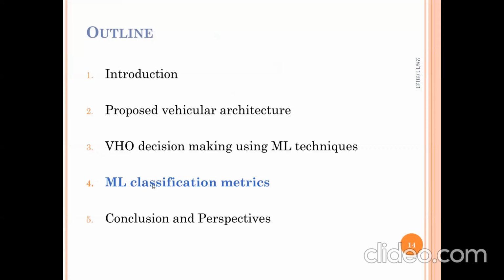Now, starting with the machine learning classification metrics. The first method is the confusion matrix, which consists of 4 outcomes. We have the true positive, when both the actual decision and the predicted model are switching to RF technology. The true negative, when both the actual decision and the predicted model are staying with visible light communication. False negative, and finally, the false positive.